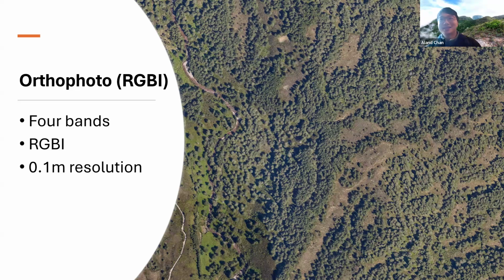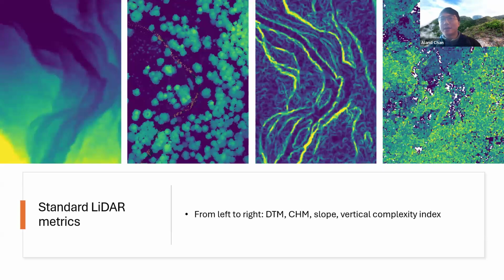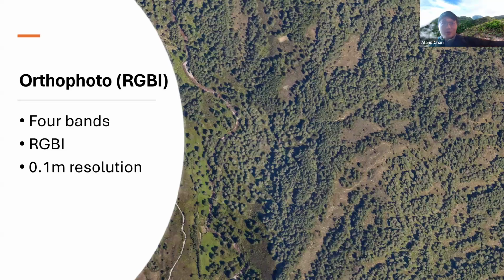The thing to mention is that we've collected a big bunch of different remote sensing products from it. This includes standard LiDAR metrics like DTM, CHM, slopes, vertical complexity index, and that sort of stuff. We also have an orthophoto data set of incredible resolution, 0.1 meter, so 10 centimeter resolution, across the landscape that's been collected.